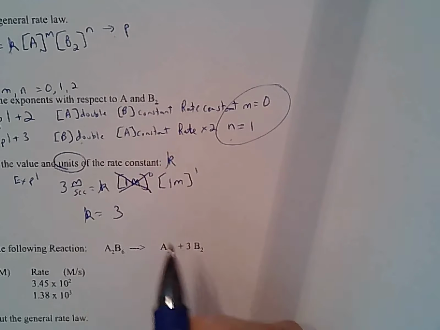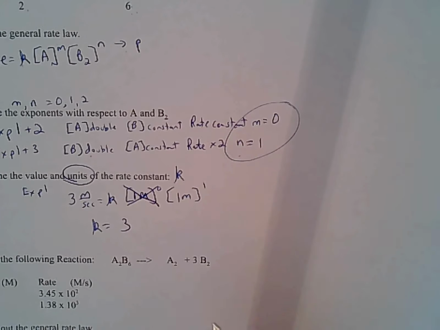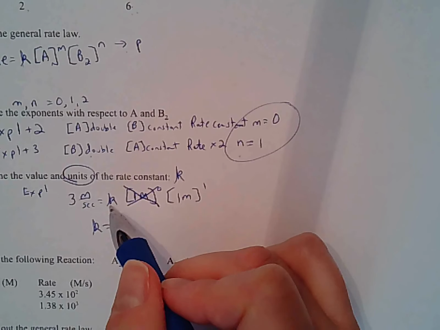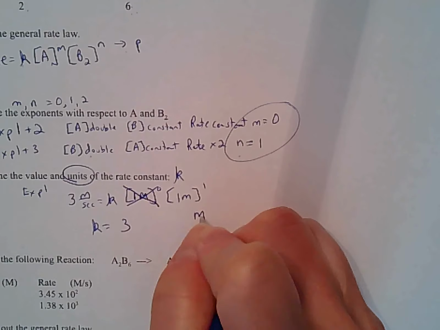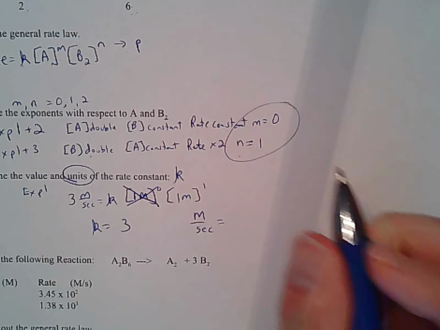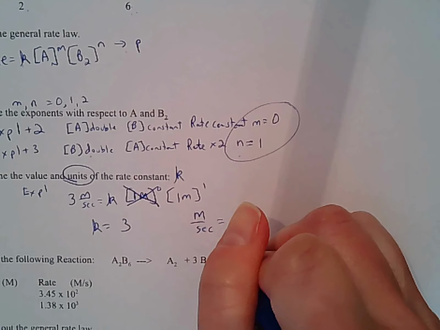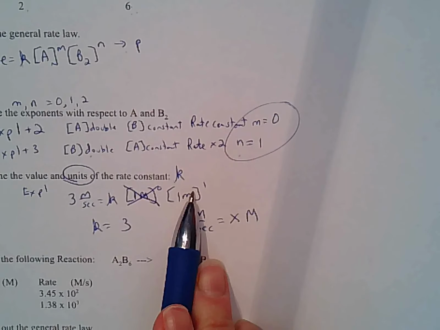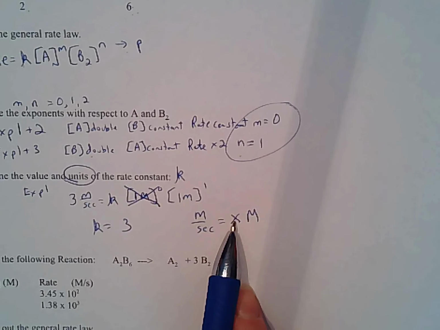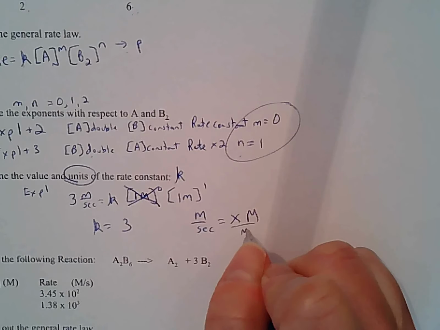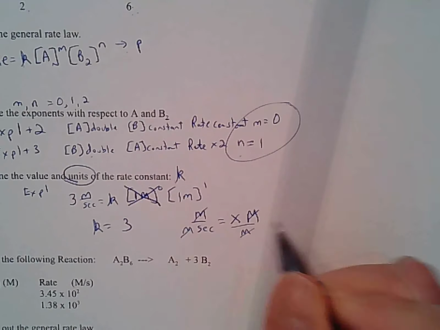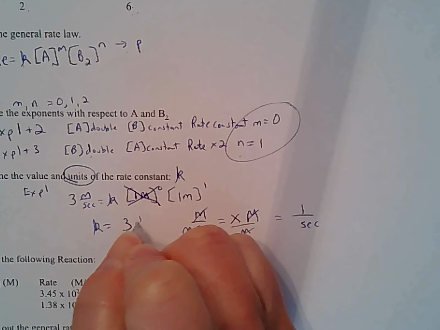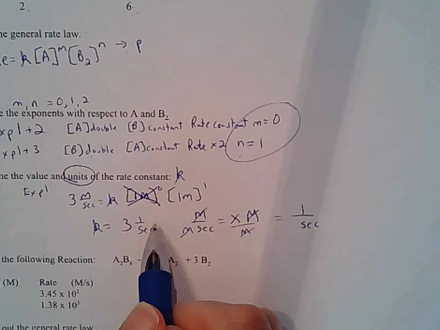That's never the hard part. The hard part is always finding the units of K. So what I'm going to do is use the units here and then solve for K that way. I have molarity over seconds on the left. The 0 order cancels out, and so I'm left with K times molarity to the 1st power. I need to get X by itself, so I have to divide both sides by molarity. So what are my units of X? It's going to be 1 over seconds. So 1 over seconds is my final answer.